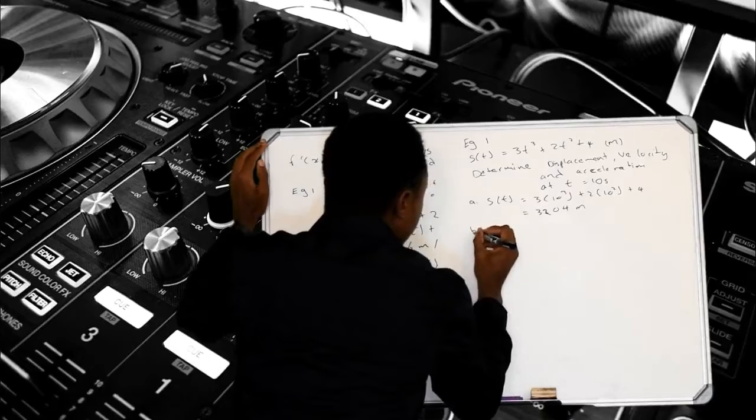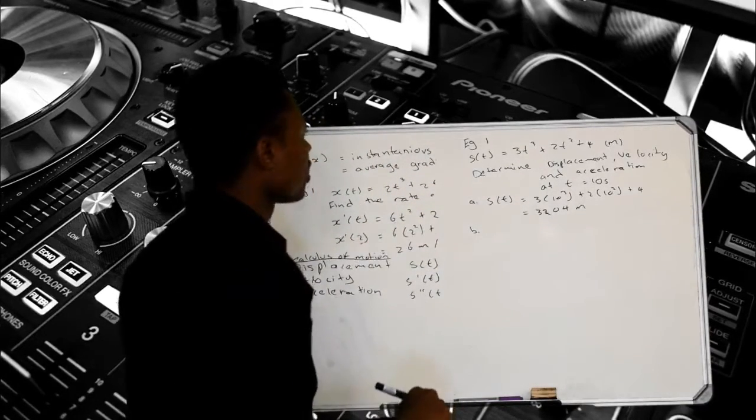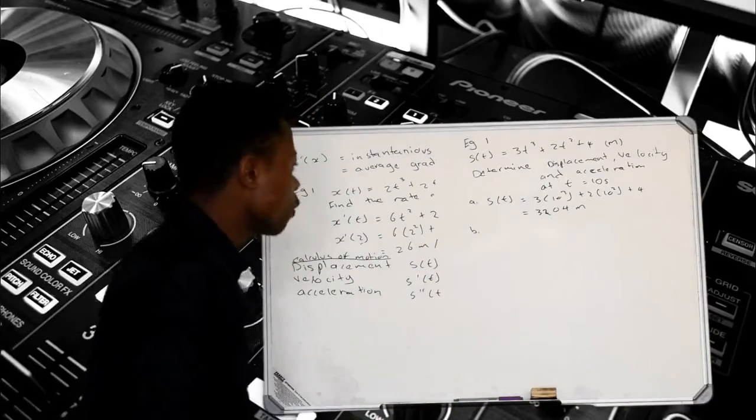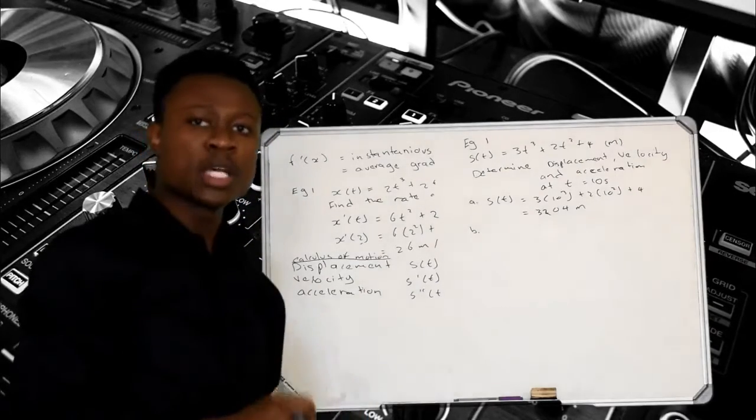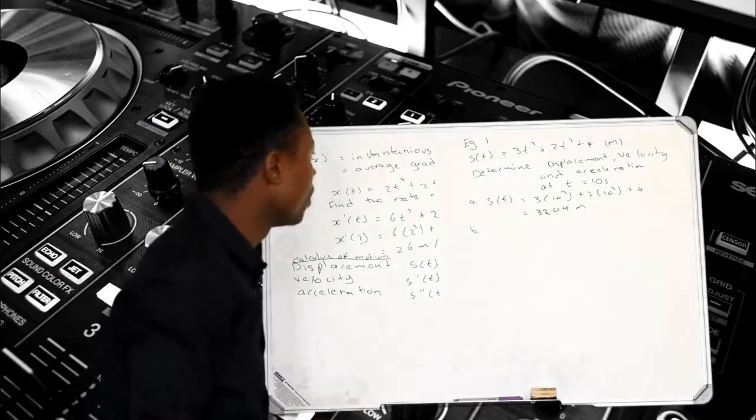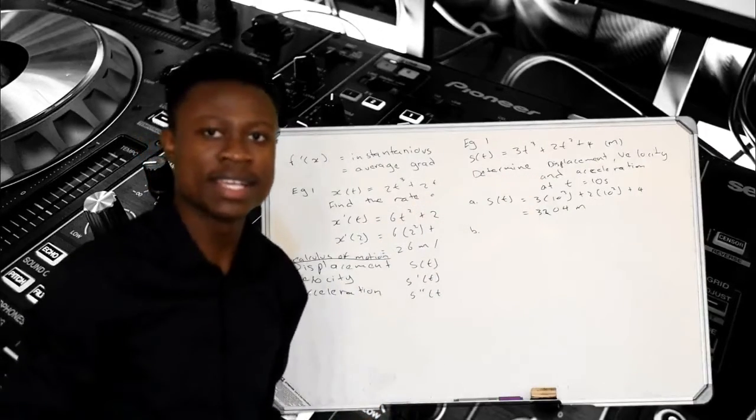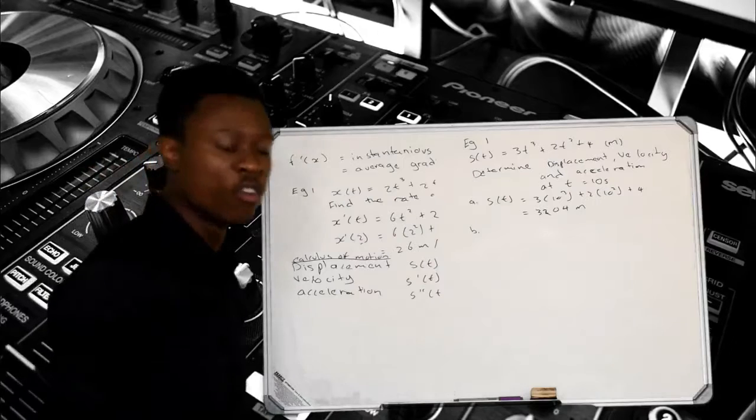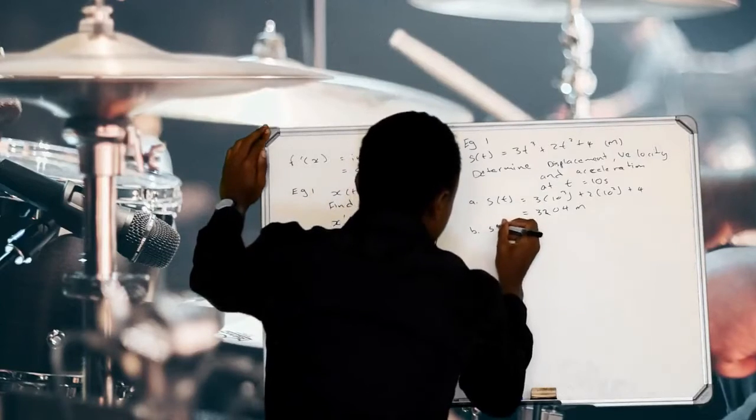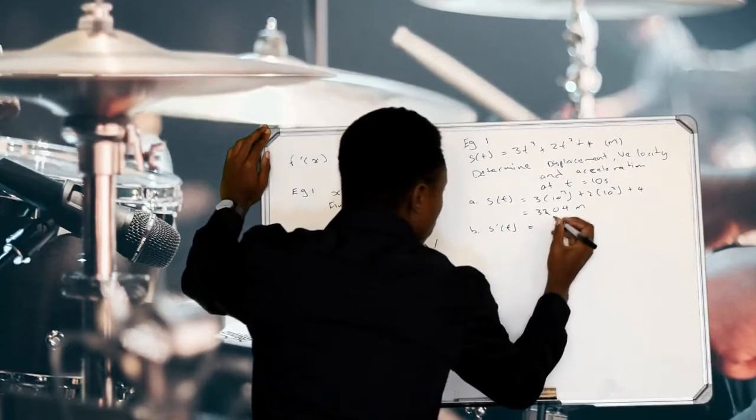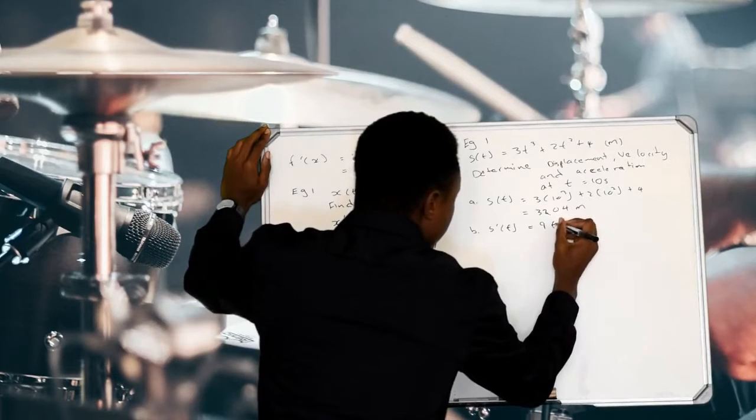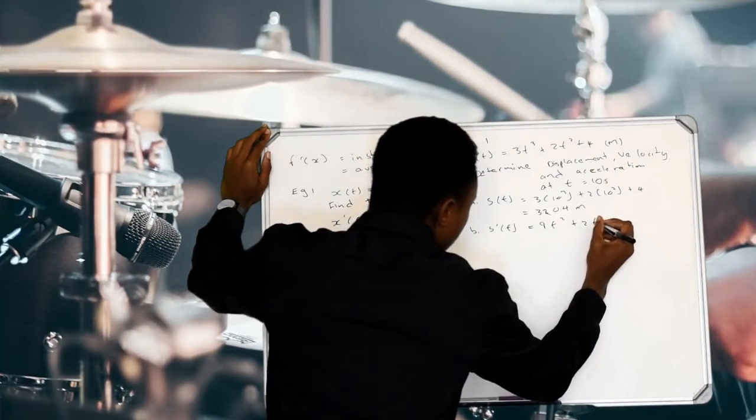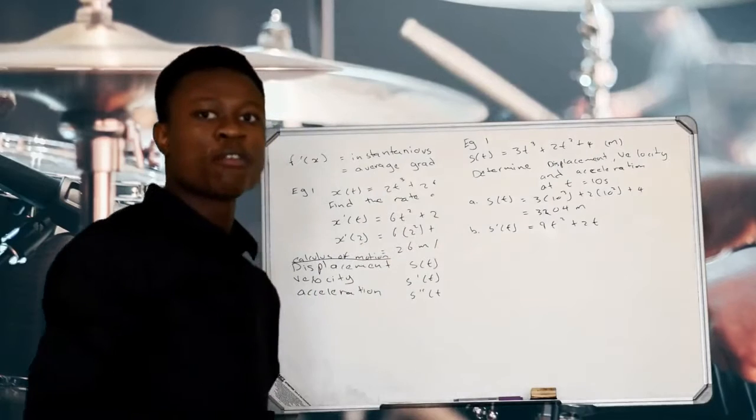And then question B is asking us to find what the velocity is. First of all, what do we need to do before we substitute any value? We need to determine what the velocity formula is. And we know the velocity is the first derivative. So we have to find s prime of t, which is equal to 9t squared plus 2t. So that is the formula for the velocity.